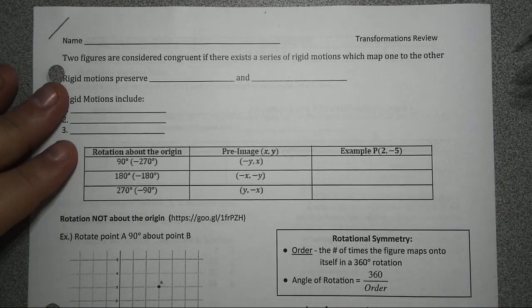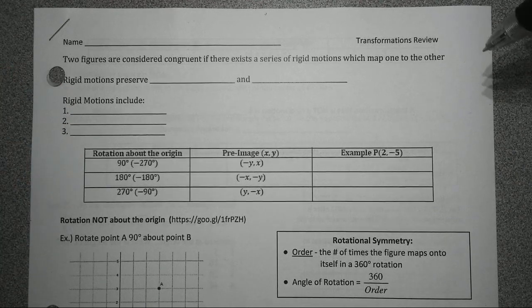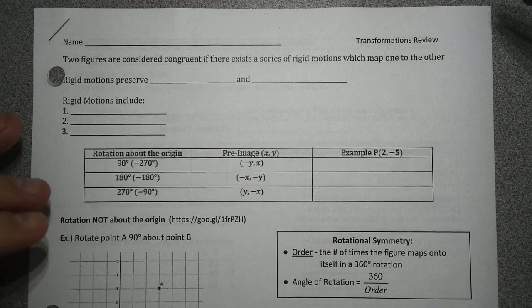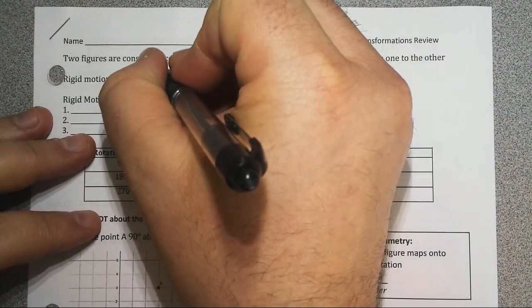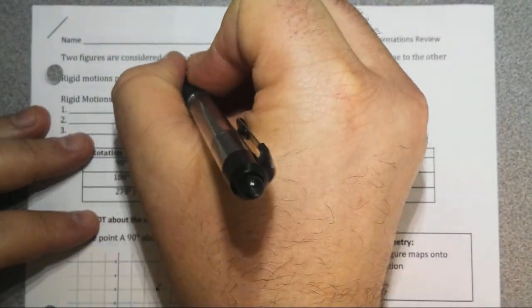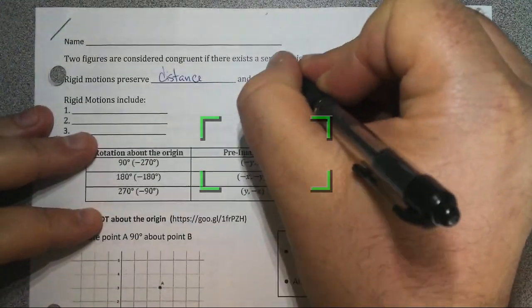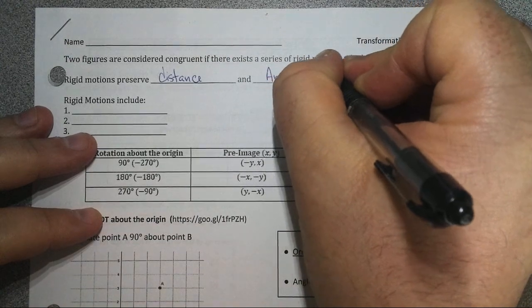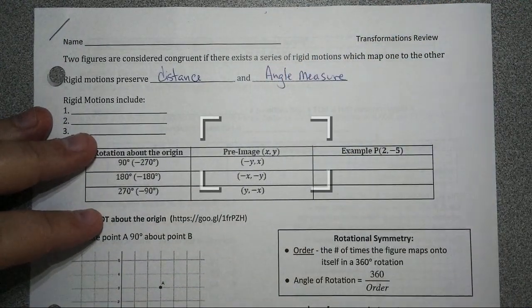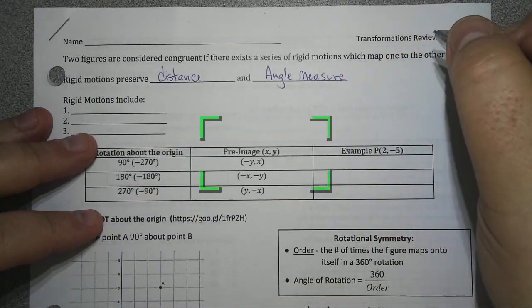Okay, so the first thing to do, rigid motions. Remember, another word for this is isometry, which essentially just means that the figure you get is congruent. So it preserves distance between the points, which means the side lengths are going to be equal, okay? And it preserves angle measure. So the distance, or congruent sides, and the congruent angles.